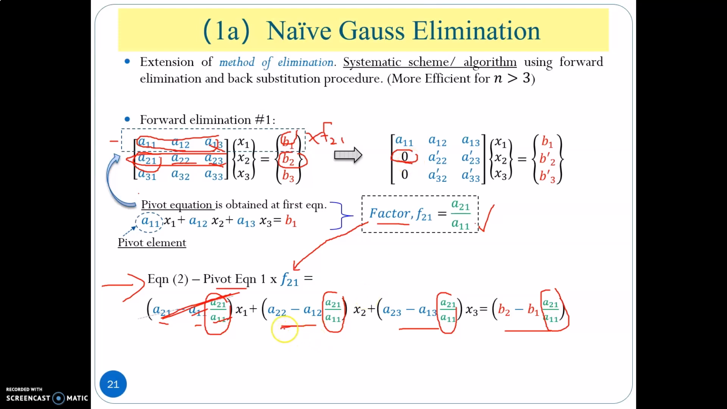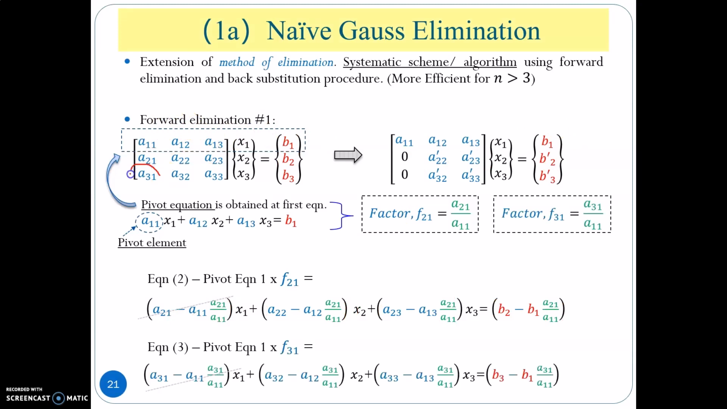And you see the changes for A22, it changed to A22 prime, indicating the first forward elimination. So this A22 prime is equal to this component here. This component here is equal to this, and lastly the B2 prime is equal to this component. The prime here indicates the change due to the forward elimination.